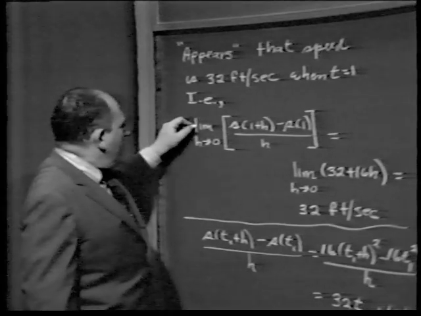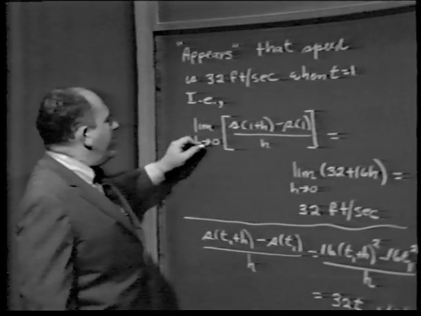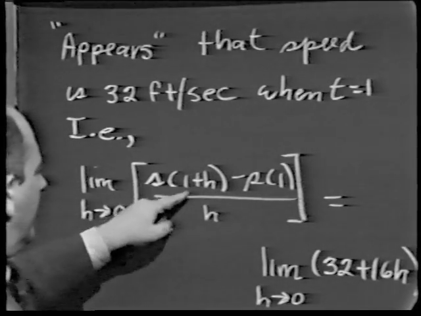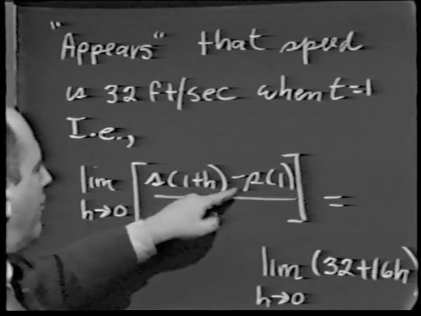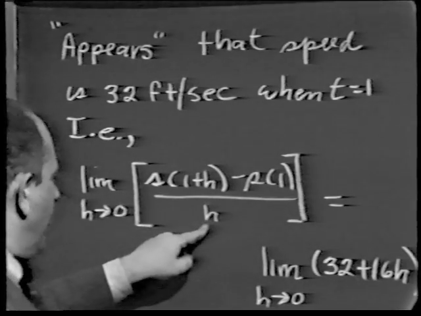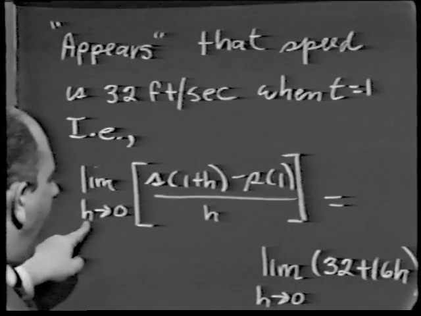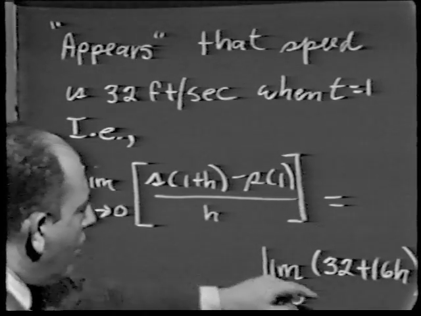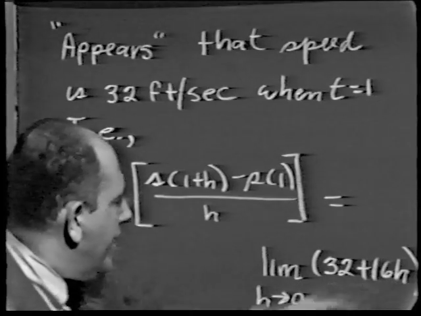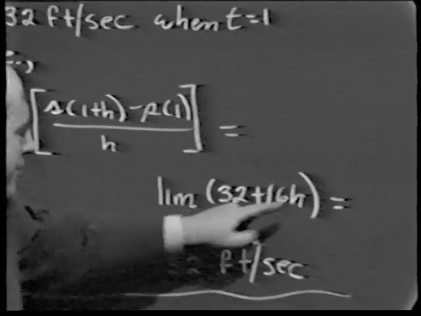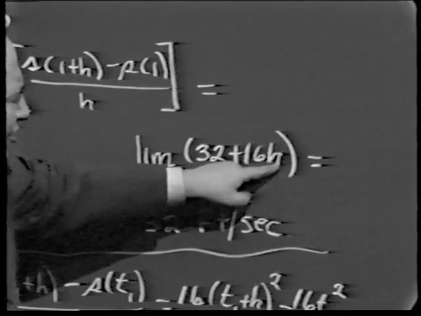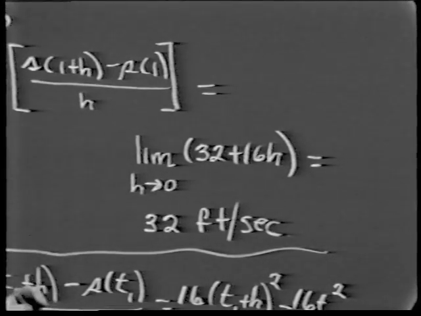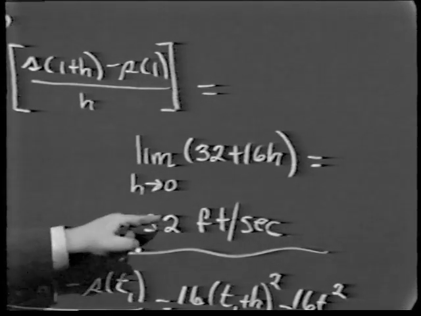And to reuse the vernacular, what we're saying is we compute the average rate of speed, s of (1 plus h) minus s of 1, over h, and see what happens to that as h approaches 0. And in our particular case, notice that this simply means what? We came down to 32 plus 16h over here, and then as h got arbitrarily small, we became suspicious and believed that as h became arbitrarily small, 32 plus 16h became 32.